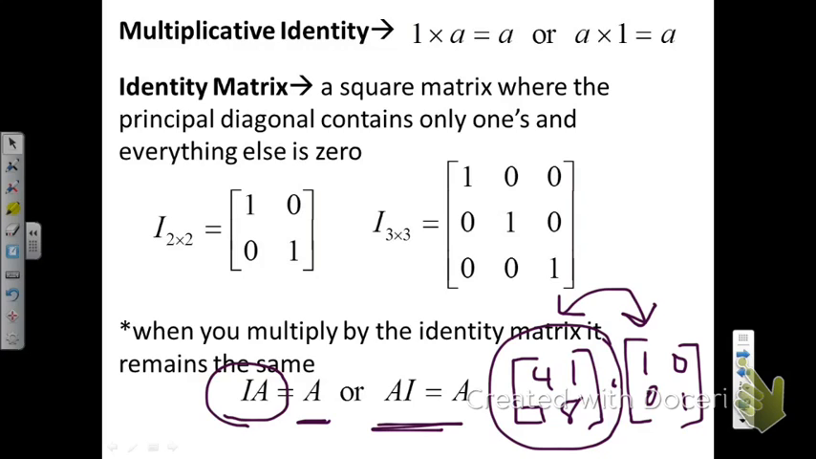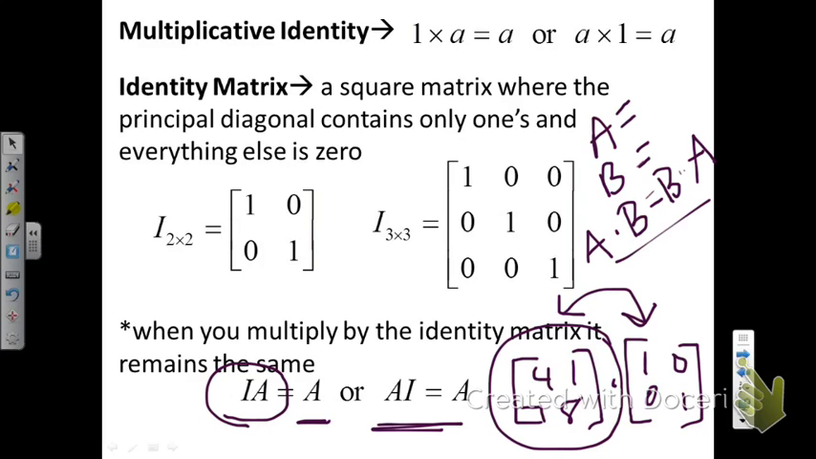I know that in our previous assignments we stored in our calculator a matrix A as something and a matrix B as something, and we looked at, can we multiply A times B and get B times A? And we found out that that is not true, but it is true when we use the identity matrix. That order does not matter.